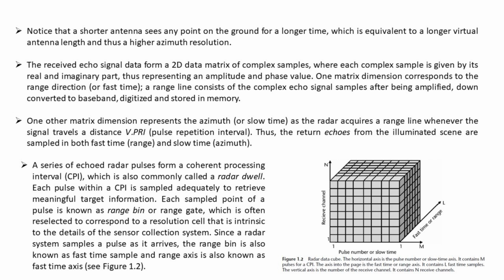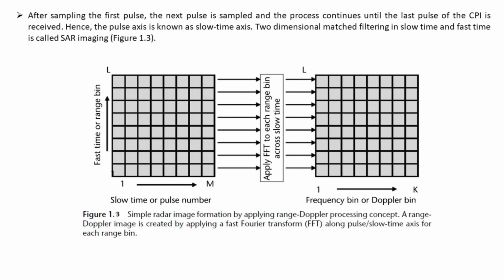Since a radar system samples a pulse as it arrives, the range bin is also known as a fast time sample and the range axis is also known as the fast time axis, see figure 1.2. After sampling the first pulse, the next pulse is sampled and the process continues until the last pulse of the CPI is received. Hence, the pulse axis is known as the slow time axis. Two-dimensional matched filtering in slow time and fast time is called SAR imaging, figure 1.3.